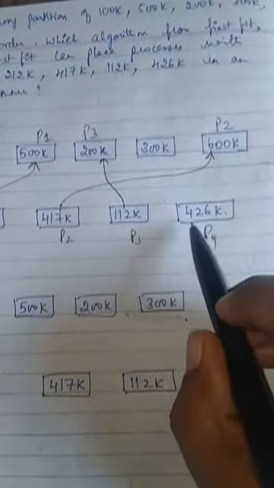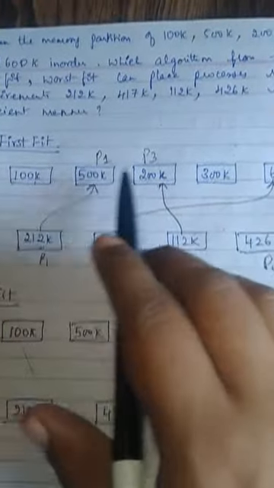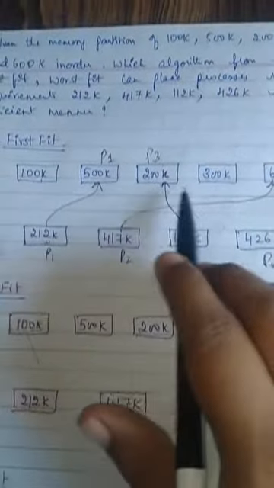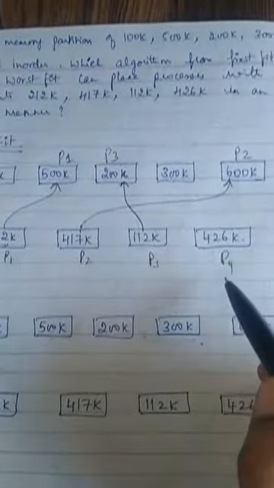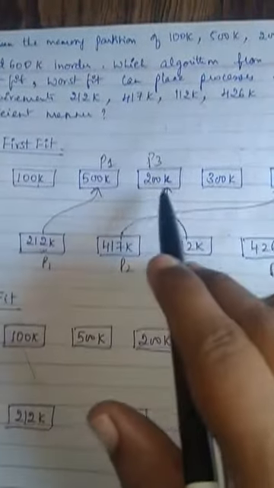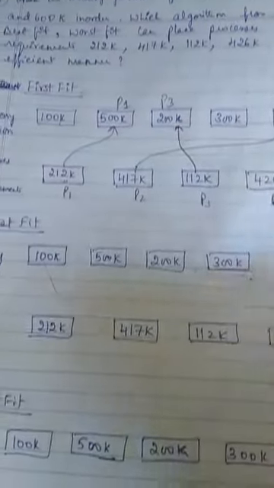Next you have P4, which is of 426 KB. The partitions available are only 100 KB and 300 KB. Even though you add both of these, in this case, what is happening? This particular process P4 cannot be placed in the memory. Okay, this is your first fit.